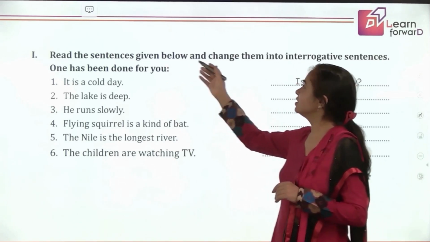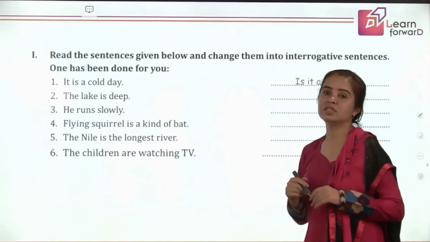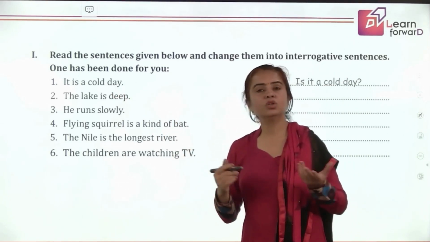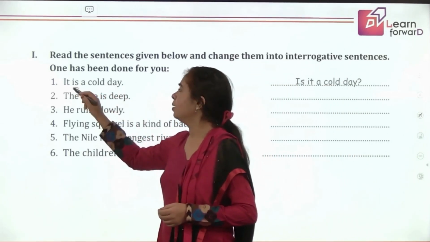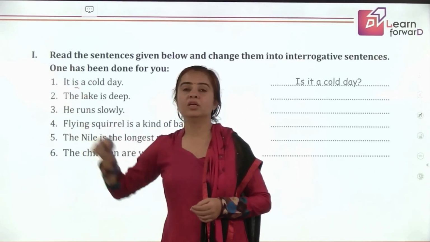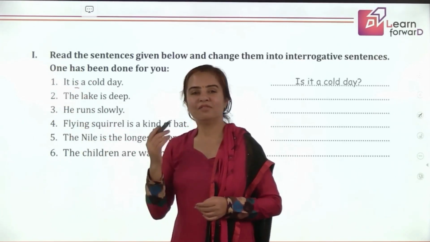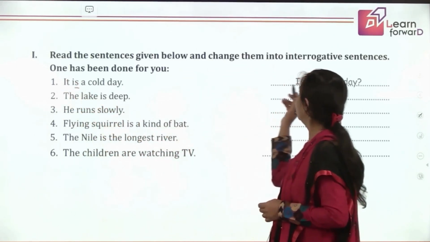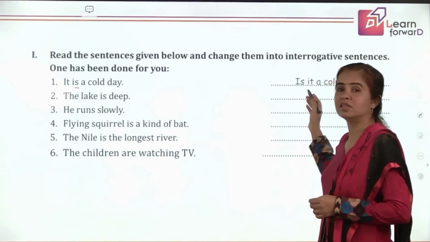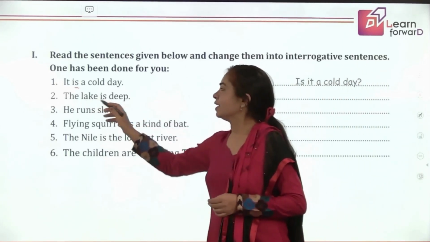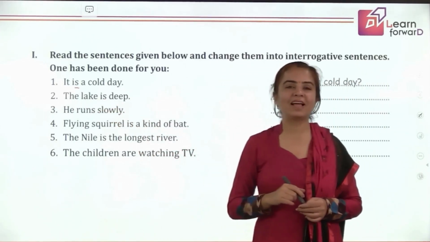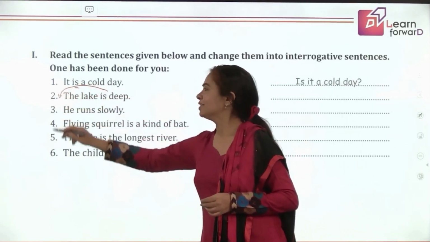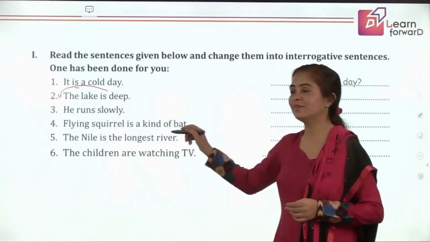Read the sentences given below and change them into interrogative sentences. It is a cold day. We'll just look out for the linking helping verb and it will go in the beginning. So your sentence becomes, Is it a cold day? And here you have the interrogative sentence. The lake is deep. So how will you say that? Is the lake deep? That's it.